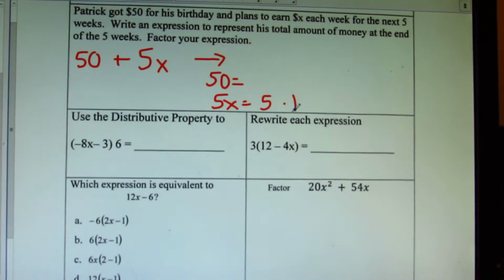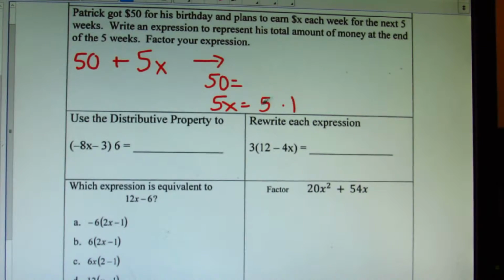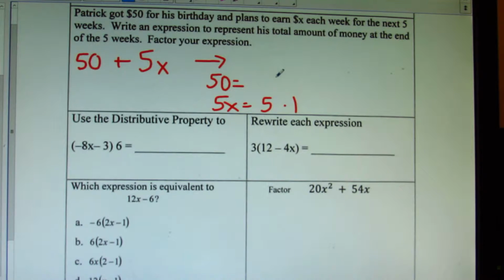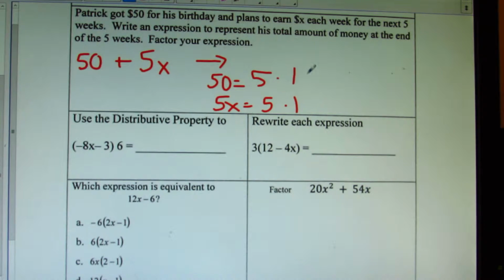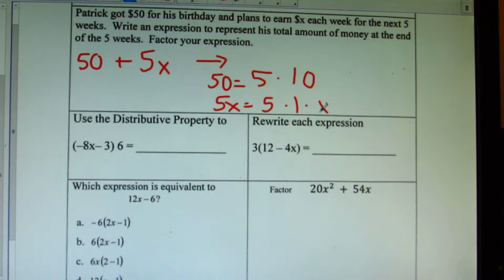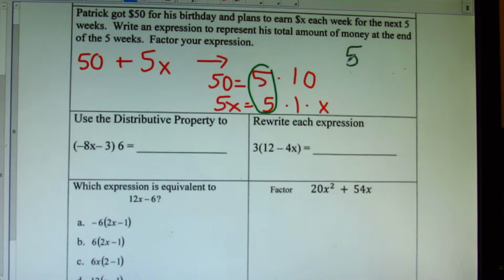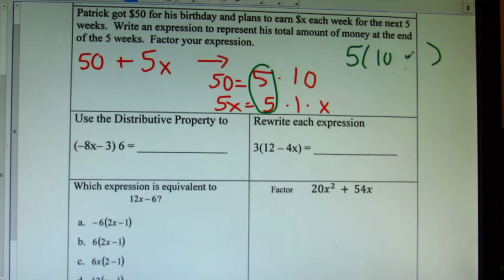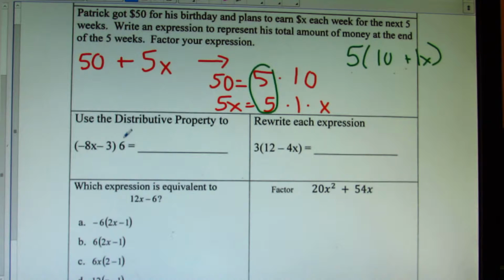I'm just going to finish this up before my battery dies. 5 times 1, and 50 is represented as 5 times 10. Oh, forgot the x here. Going to circle what they have in common and write it in front of a set of parentheses. That's plus 1x.